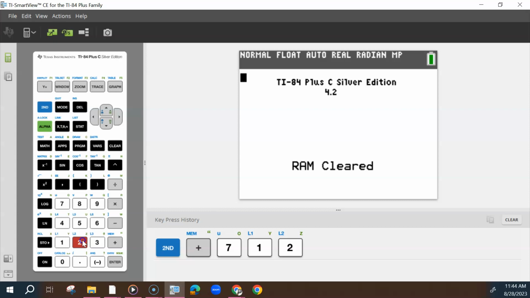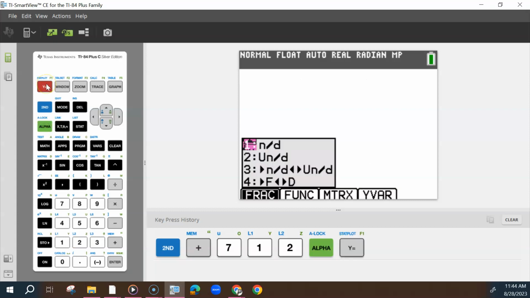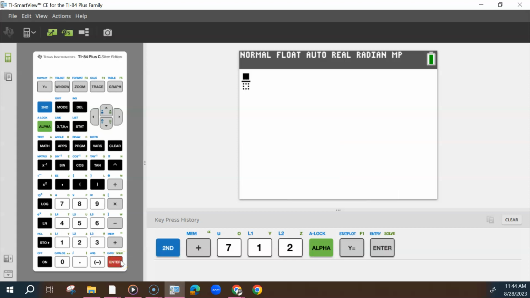You're going to go into alpha, the green button, and then hit y equals at the top. And you're going to get a menu that looks like this. So in that menu, you want this first one. You can either hit 1 or hit enter, either or, doesn't matter. And you should get a fraction bar. What did you do? Anyone not get a fraction bar?